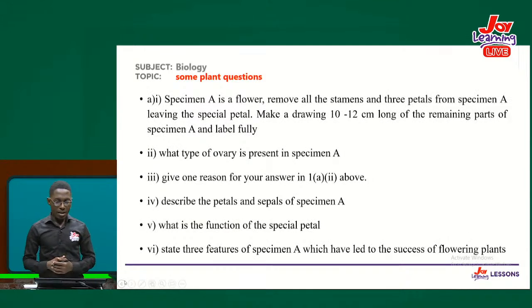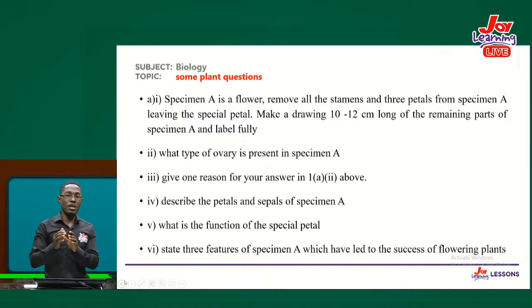So these are also the same thing, but this one is where they asked specifically to get down to whether it's inferior or superior ovary. So they told the students to remove all the stamen and 3 petals from the flower, then make a drawing of the specimen A. Then they ask, what type of ovary is present in A? Superior or inferior ovary?